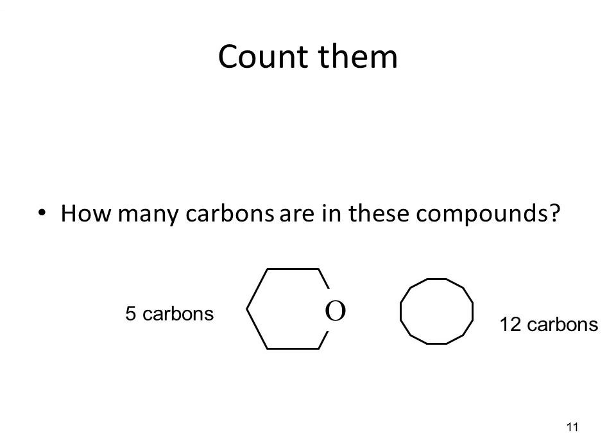If I look at this many-sided carbon ring here, you can see that there are 12 carbons altogether, because you look at the corners of each of these two lines coming together, and if you go around you can count 12 corners. So that means there's 12 carbons in this ring.